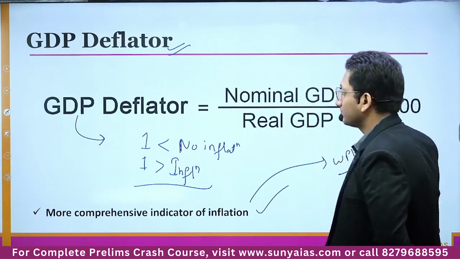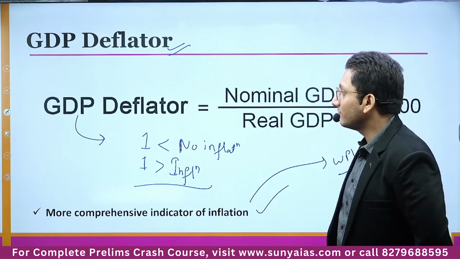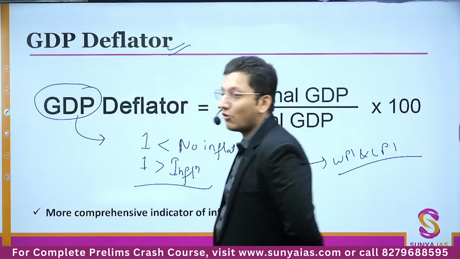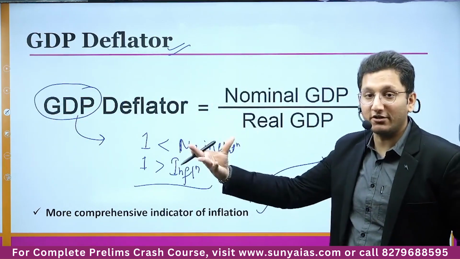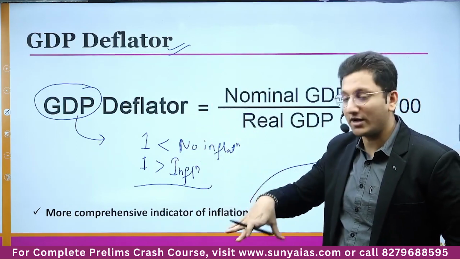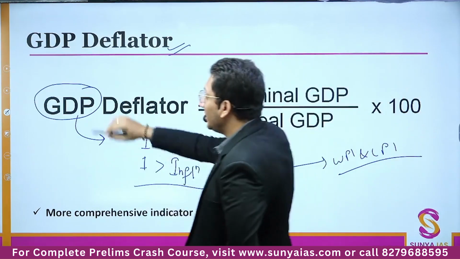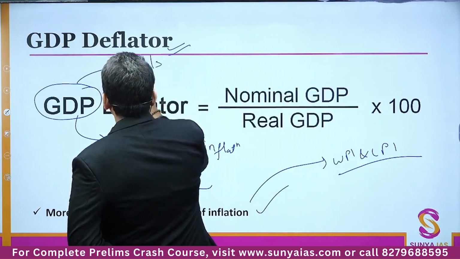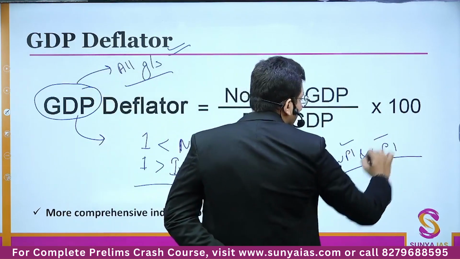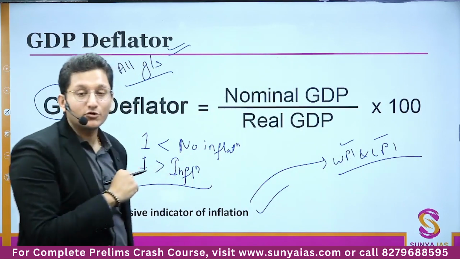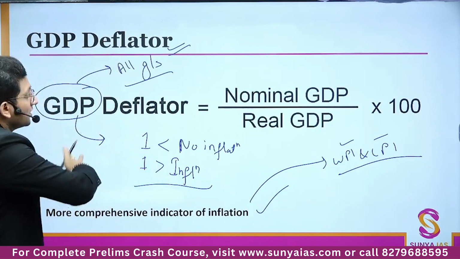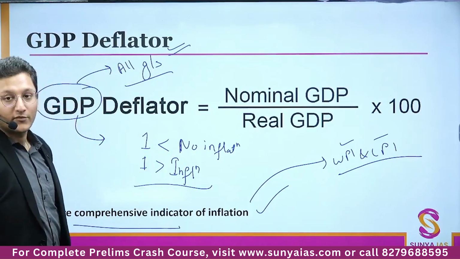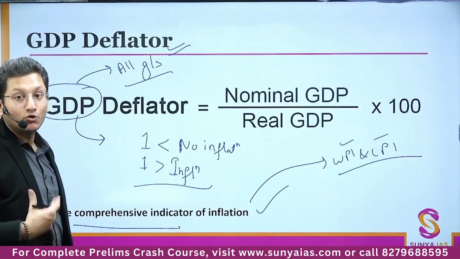Now how? First of all, guys, let's go by the definition: GDP is all goods and services produced in the territory of our economy. So basically it is capturing all goods and services. Here we have a basket system. Idhar to hum log basket, number of goods ki basket banate hain, but it captures all goods and services. That's why it is more comprehensive. Getting?